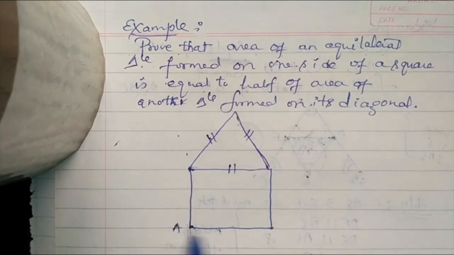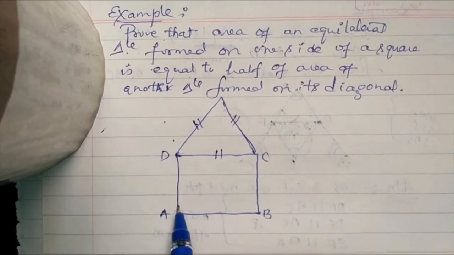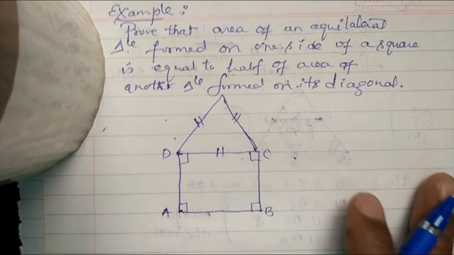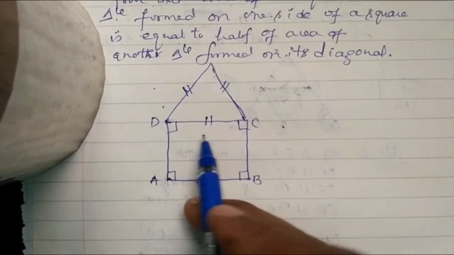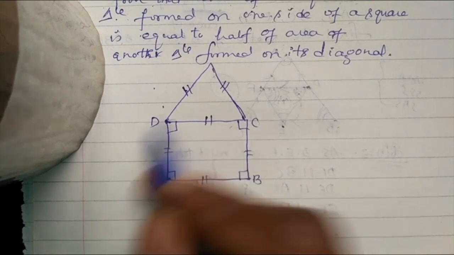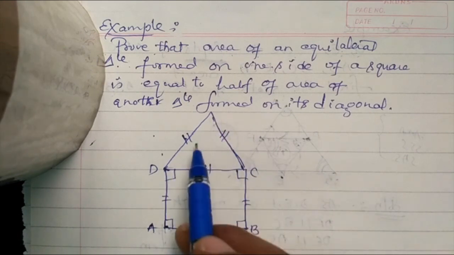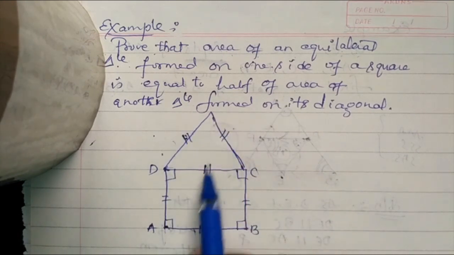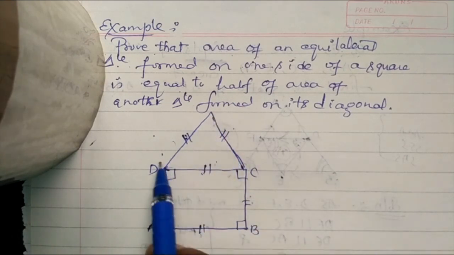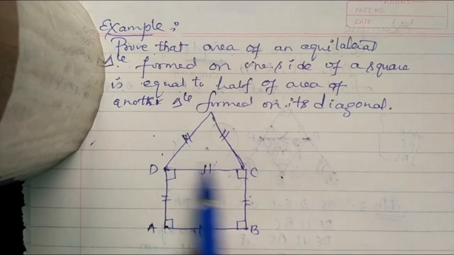This is a square. We mark this square as ABCD. In square ABCD, all 4 angles are equal, all 4 angles are 90 degrees, and all 4 sides are equal. And on any one of these sides we form an equilateral triangle. All the 3 sides are equal, because this is an equilateral triangle on DC.